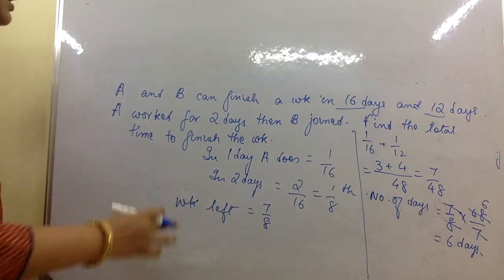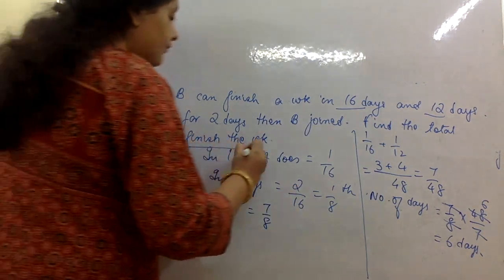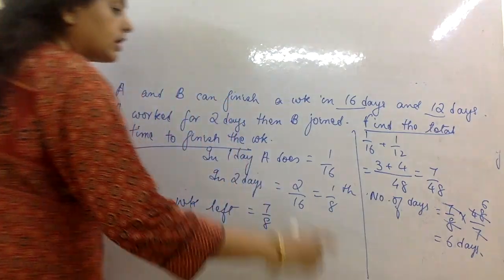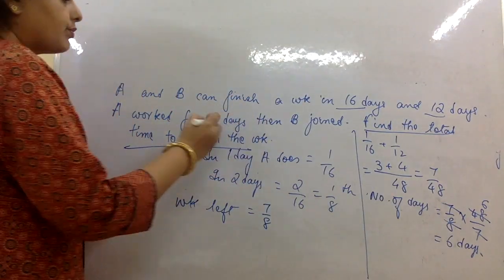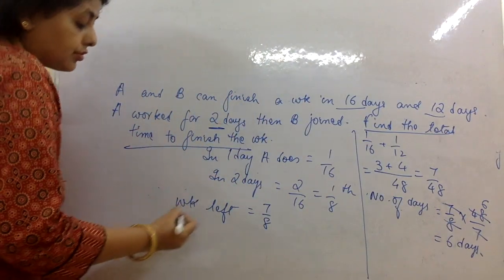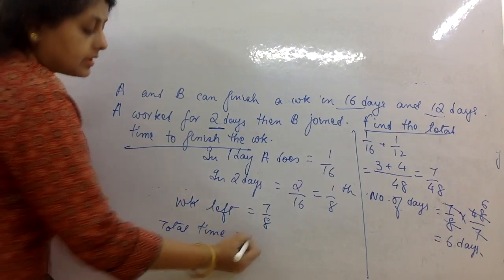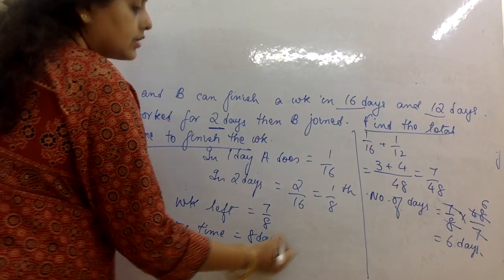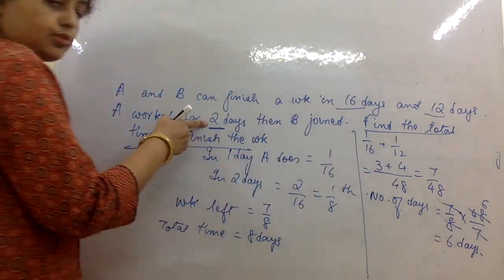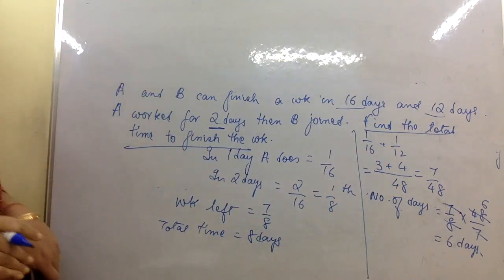Find the total time to finish the work. When they say find the total time to finish the work, we have to add 6 plus these 2 days also. So total time, and this is a very important type, is 8 days. Because 6 days they worked together plus 2 days that A worked alone. So total 8 days.